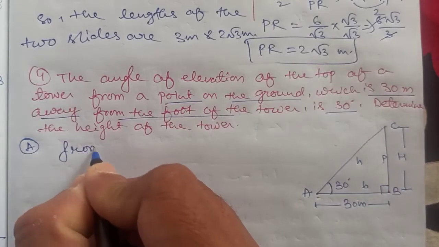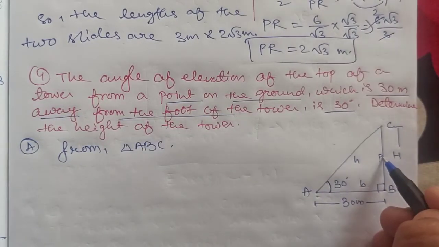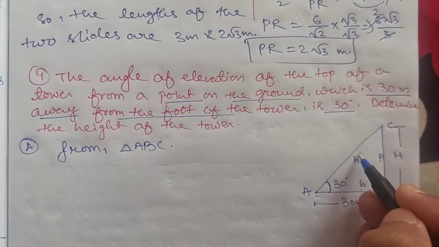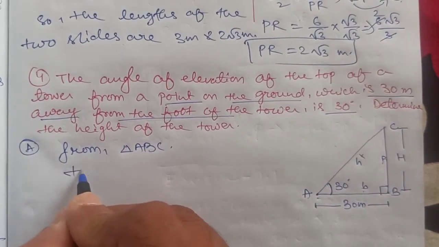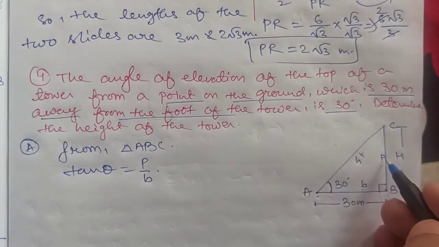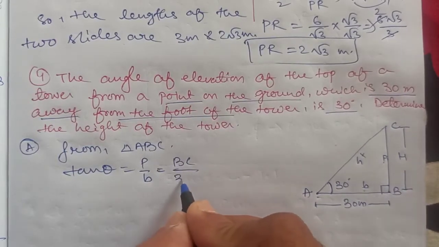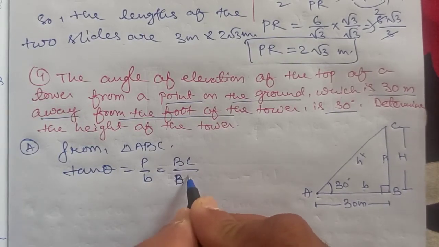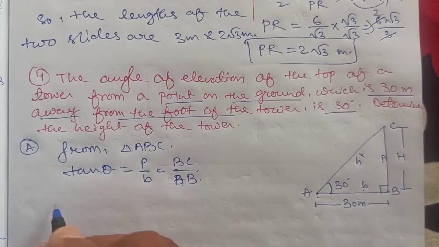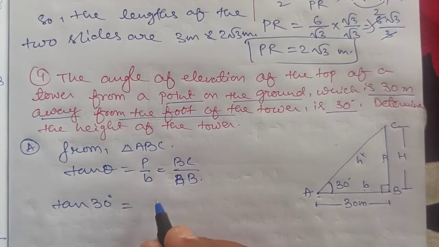So from triangle ABC, we need to find the perpendicular. The base is given, so there is no need of taking the hypotenuse. So tan theta equals P by B. P is BC and B is AB. Okay, BC by AB. Tan 30 degree equals BC by AB.